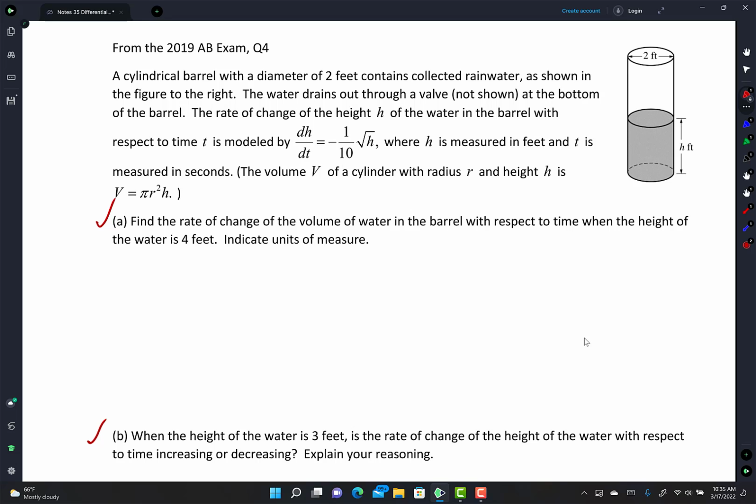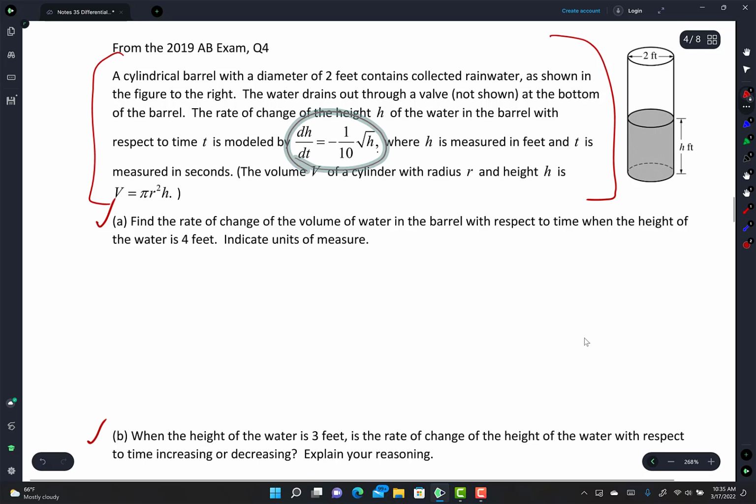All right, guys. Did you guys read the situation of what's going on? Hopefully everyone read this. YouTube, I hope you read it. If you didn't, pause it and read it real quick. They don't have to give you the volume formula. They did. They were nice. And they told us how dh/dt behaves. They computed it for us. That's fine. Are we okay?